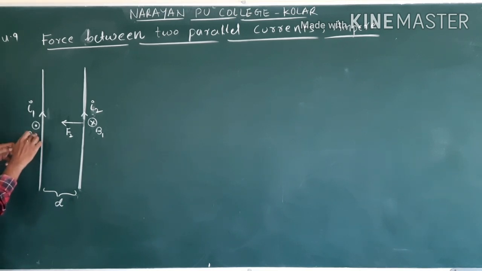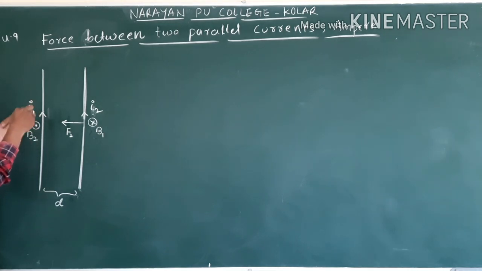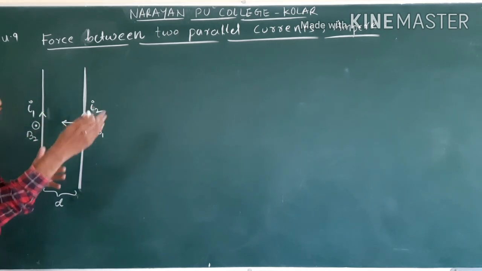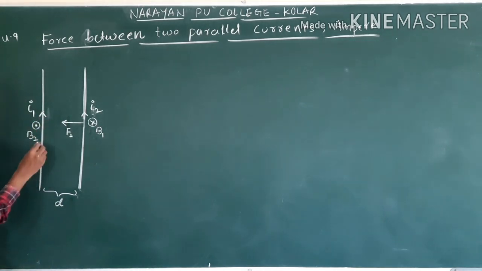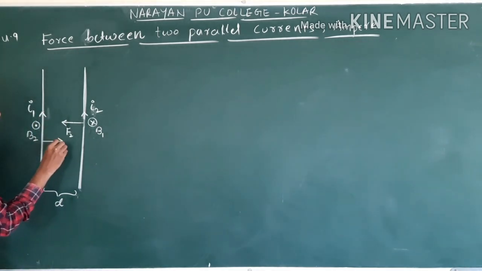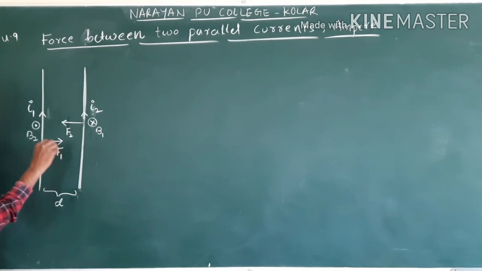Now for this first conductor, the same situation. See, the magnetic field is there and this conductor carries current. So this conductor also experiences force like the second one. It will experience force in this direction, F1.